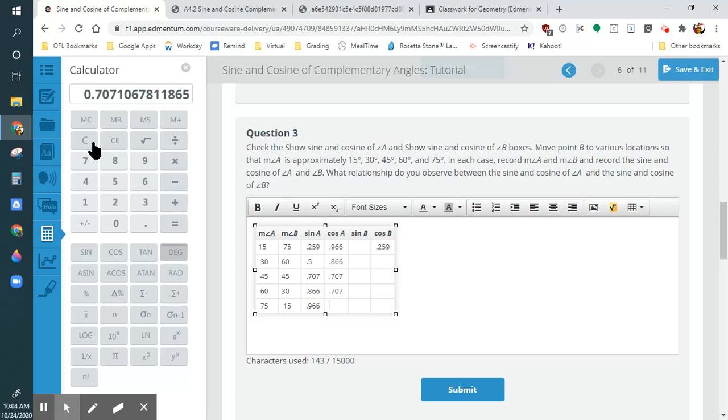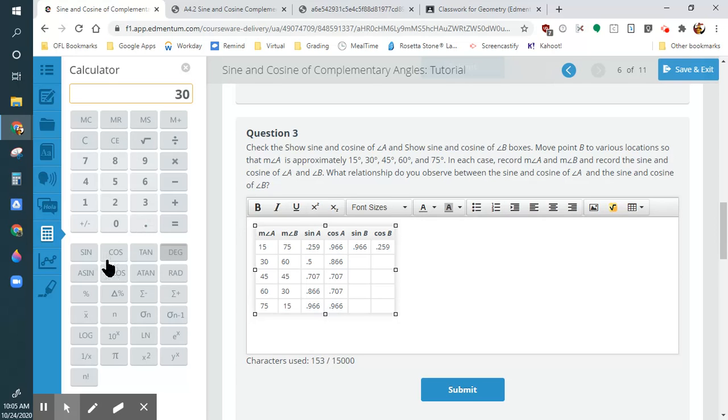And I'm going to try that again. So I'm going to do, what was it, cosine? So 15, hit the cosine button. We get 0.966 when we round. All right, cool. And remember, the cosine of one is going to be the sine of the other. So these two in the middle should match up. And just to prove it, I'll do it with the 30. I know I skipped the other one already, so might as well do it with the 30.